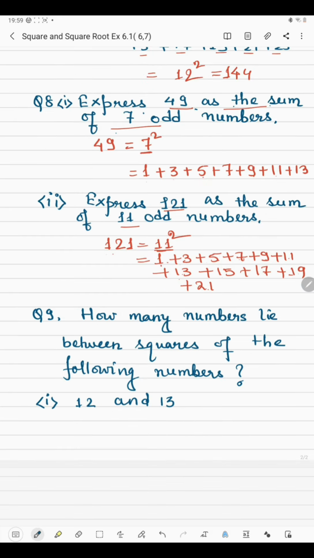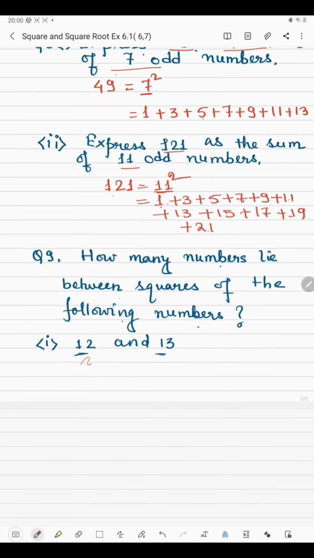Okay. Now in the next question we have how many numbers lie between squares of the following numbers. Here two consecutive numbers are given. Now we will have to find the square of this and this, and then we will have to find the numbers in between. Now what will be the square of 12? 12 into 12 is 144. And what will be the square of 13? 13 into 13 is 169.